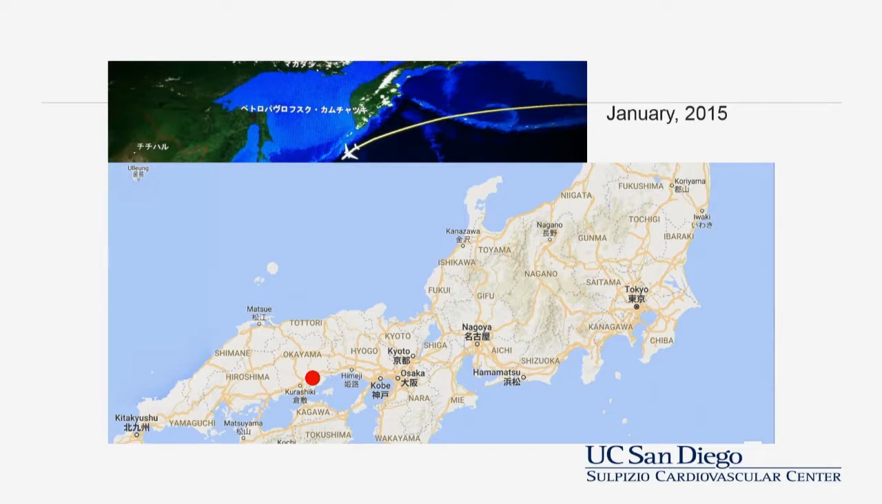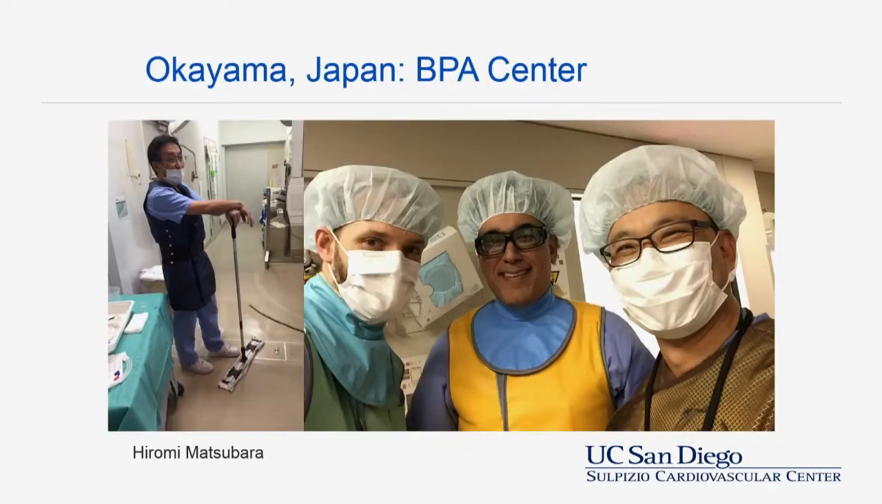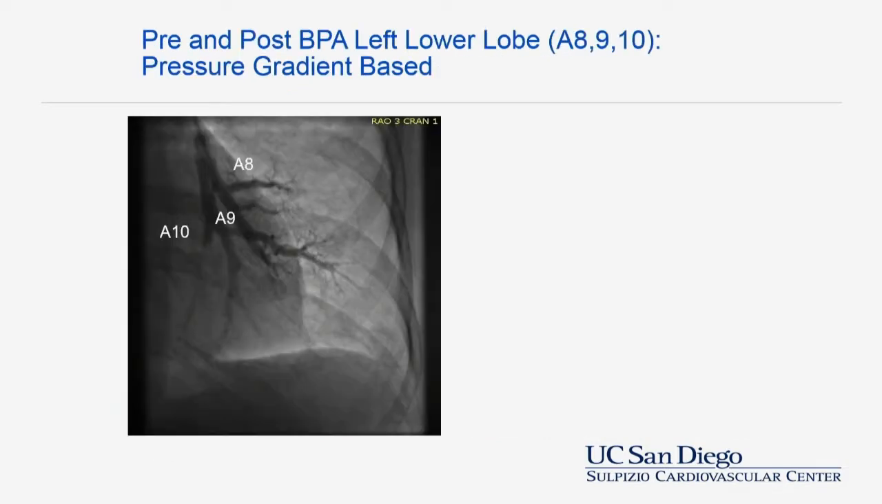So Okayama is way in the southern part of Japan. You fly to Tokyo and take a 3-hour bullet train. And this is Matsubara on the left side and myself with 2 of our pulmonologists that were there for a week. We came back and the technique as it stands today at UCSD is very different from what we started.